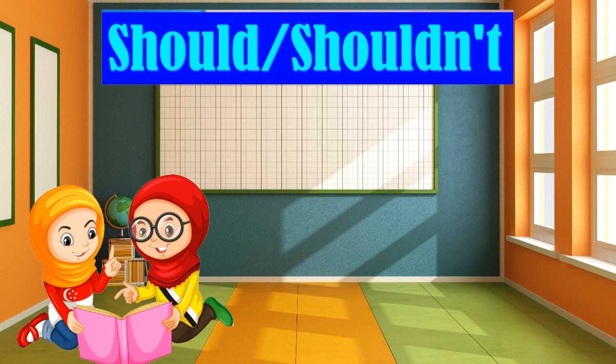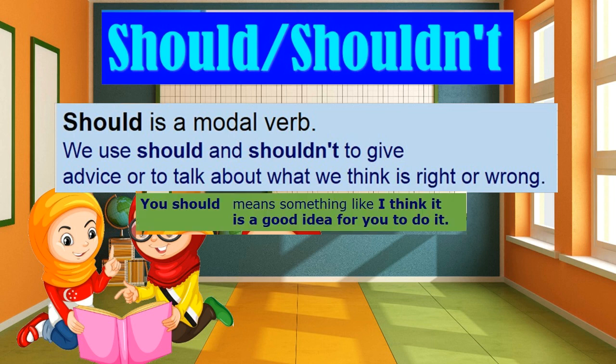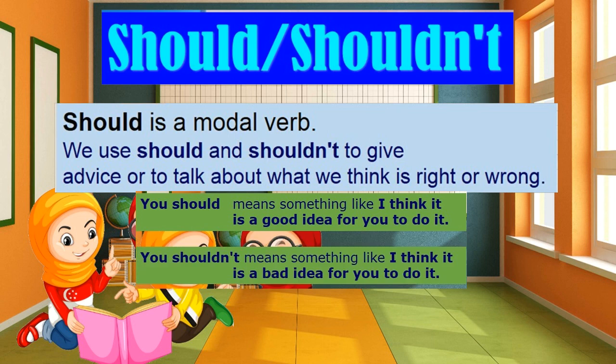Should and shouldn't. Should is a modal verb. We use should and shouldn't to give advice or to talk about what we think is right or wrong. You should means something like, I think it is a good idea for you to do it. You shouldn't means something like, I think it is a bad idea for you to do it.